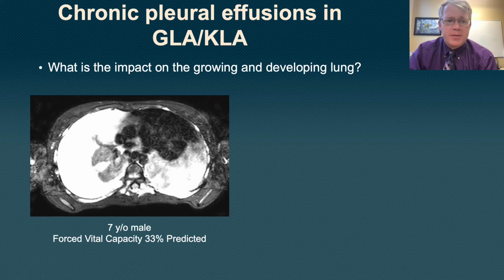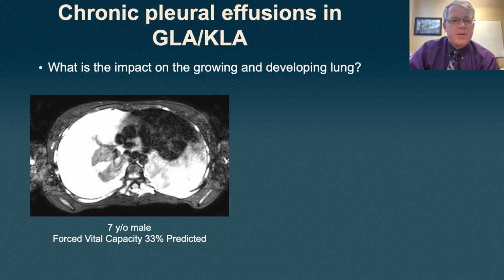So let's talk about these pleural effusions, because as we all know, in patients who have GLA or KLA, they are frequently chronic, and we frequently do not drain them because of the frequency of recurrence and the frequency of them just continuing to drain and drain and drain without an end in sight and an ability to pull the chest tube safely. And so to do this, let's consider a case of ours.